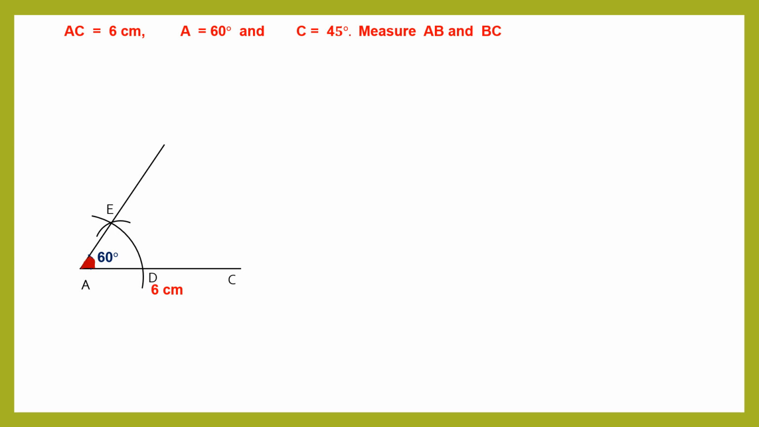Now what is 45 degrees? It is half of 90. That means first we have to construct 90 degrees and then bisect it. Bisecting means dividing it into two equal halves. So now we are going to do the construction for 90 degrees angle.